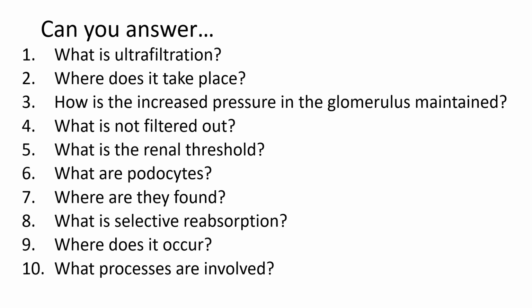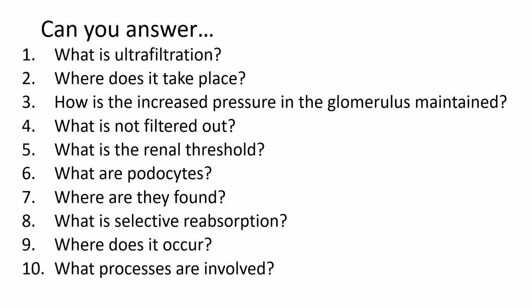Okay, so ultrafiltration, it is pushing out the majority of the stuff, really, pushing out most of the water and the solutes, anything below that renal threshold. Where does it take place? It takes place in the glomerulus and Bowman's capsule. So from the glomerulus into Bowman's capsule. How is the increased pressure maintained? The pressure is generated from the heart. I mean, going into an organ, it's under higher pressure because it's coming from a branch of the aorta. How it's maintained, however, is because of that difference in the afferent and efferent arteriole. The afferent arteriole has a wider lumen than the efferent arteriole, and that keeps that pressure high.